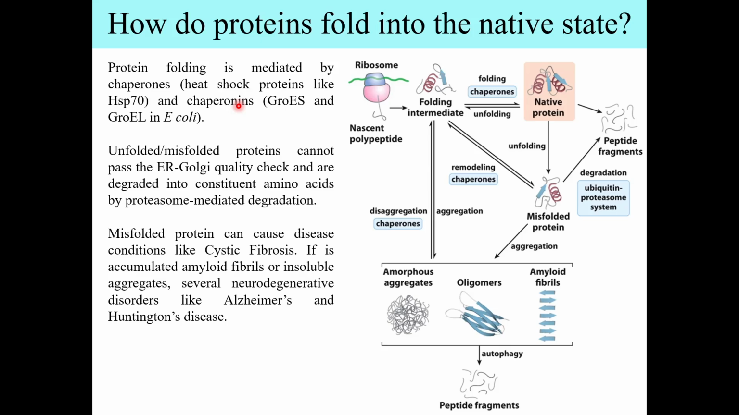Now let's look at what happens to proteins if they are misfolded. Okay, so unfolded and misfolded proteins cannot pass the ER-Golgi quality check and are degraded into constituent amino acids by proteasome mediated degradation, the one I told you about. And misfolded proteins can cause different kinds of disease conditions like cystic fibrosis and accumulated amyloid fibrils and insoluble aggregates, several neurodegenerative disorders like Alzheimer's, Huntington's disease, and so on.